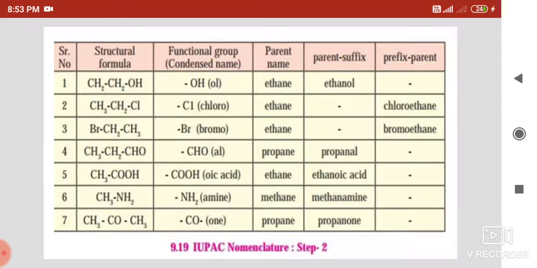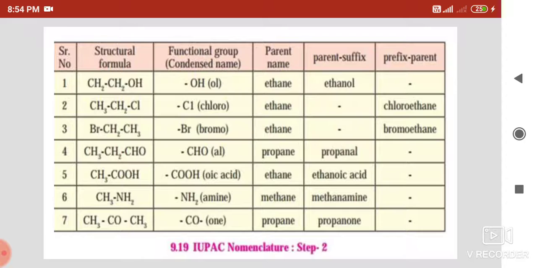Similarly BrCH2CH3, the functional group is Br, that is bromo, and hence the name is bromoethane. Similarly CH3CH2CHO, CHO is the functional group, the aldehyde, so E is replaced by AL, that is propanal. Then CH3COOH, here COOH is the functional group. In the carbon chain there are 2 carbon atoms, so it is ethane, and then E is replaced by OIC acid, that is ethanoic acid.